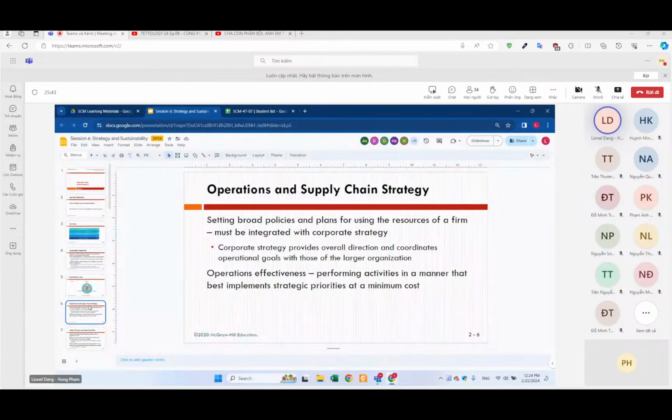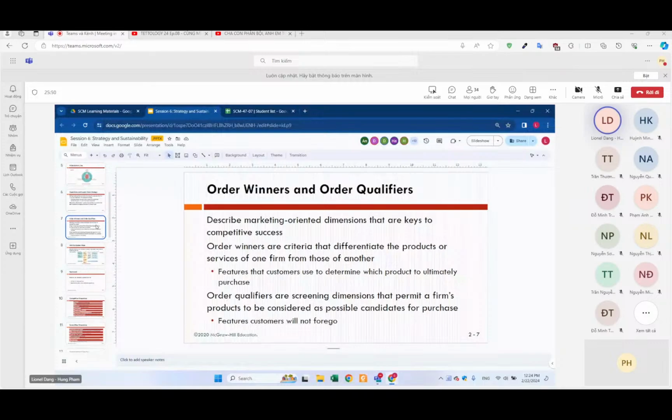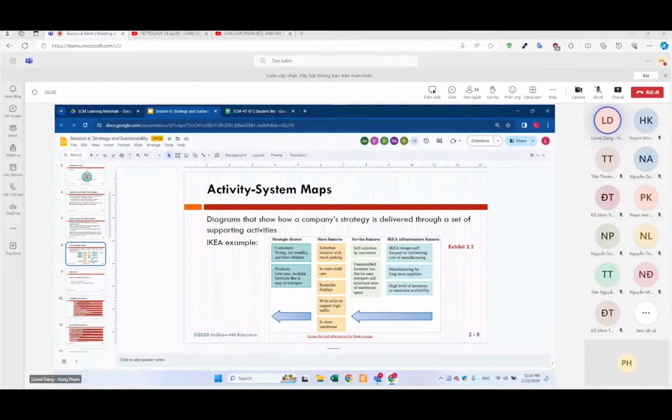Group CM2, you can discuss the order winners, which is slide number 7, and the order qualifiers. Explain to us, for everybody to understand, what it is. And if you have a question, you can ask me. And slide number 8, which is the example of IKEA. So 7 and 8.